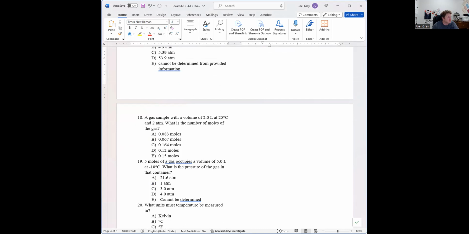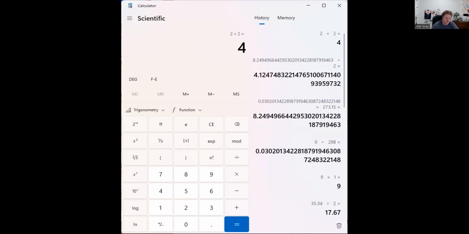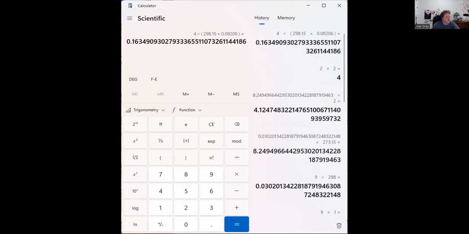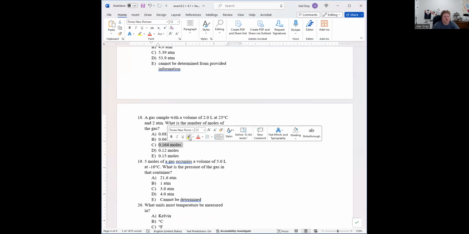So we can take the ideal gas equation, PV equals nRT, and say pressure 2 times our volume 2. And then divide that by R and T. Our temperature is 25 plus 273 or 298. So I'm going to say divide by 298.15 times my gas constant, which is 0.08206. I can close my parentheses. And my answer is going to be 0.1634, which if I look at my answer options on my test, the answer option C is my best answer option.